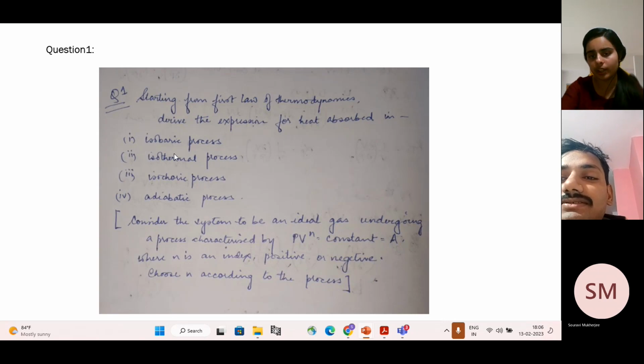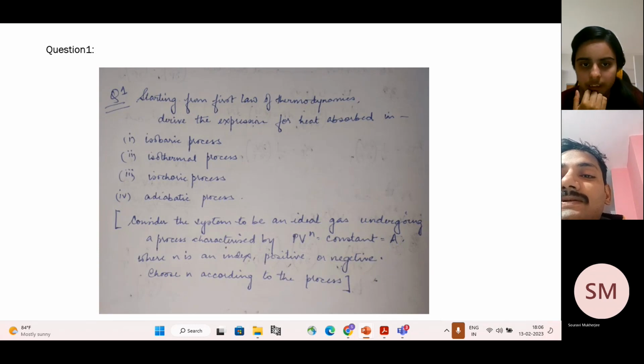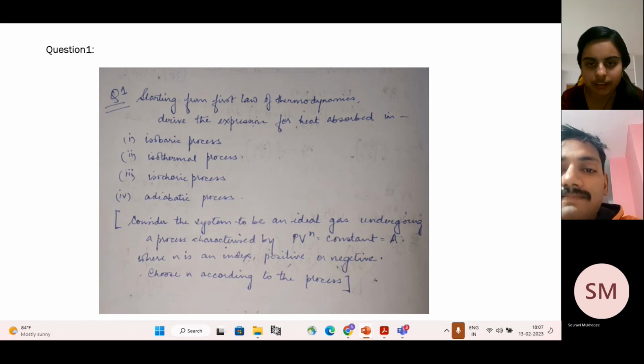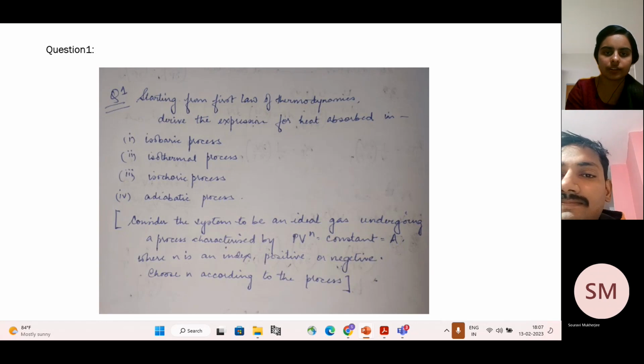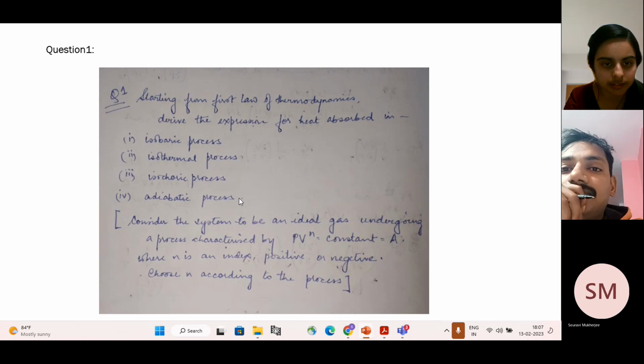Now what will happen for an isothermal process? For an isothermal process, tell me. Isothermal means temperature is constant. Yes, okay. And for an ideal gas, we know the equation of state is PV equal to nRT, correct? So in isothermal, nRT is constant. That means PV equal to constant, correct? Yes. Okay, so that means here n should be equal to 1 for an isothermal process. It's clear, right?